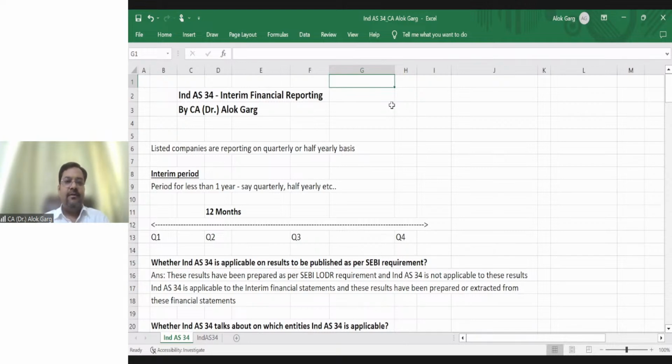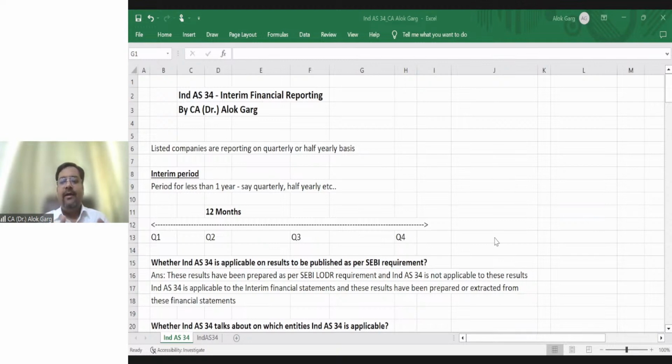So students, in the first lecture, we have already understood what is Ind AS 1, presentation of financial statement. Ind AS 1 talks about the presentation of financial statement. It talks about the components of financial statement. Which financial statement? The financial statements which are required to be prepared on an annual basis, right? We have read that the frequency of the reporting of financial statements should be at least annually, right?